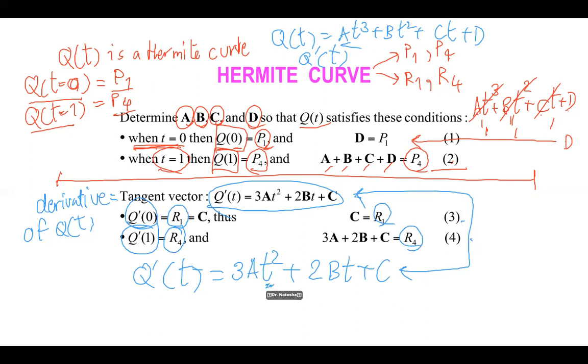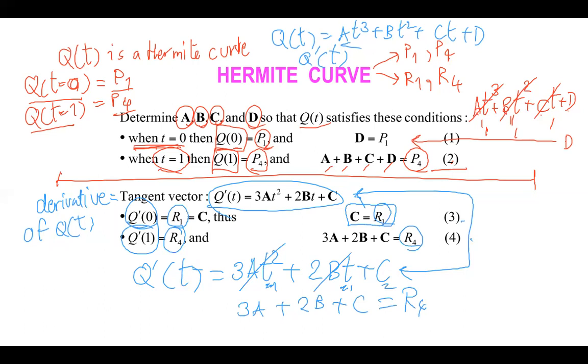And then we substitute t by 0. These two terms will be gone, so c is remaining. So c is equal to R1. And we substitute t by 1. So you get 3a plus 2b plus c, which is equal to R4. R4 is the tangent vector at the point t is equal to 1, when we are considering the tangent vector Q prime t.